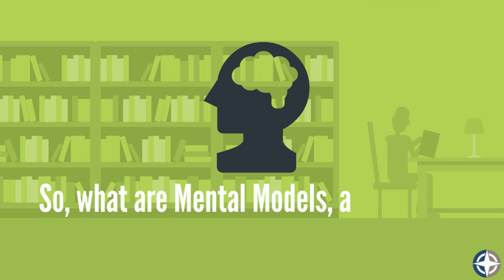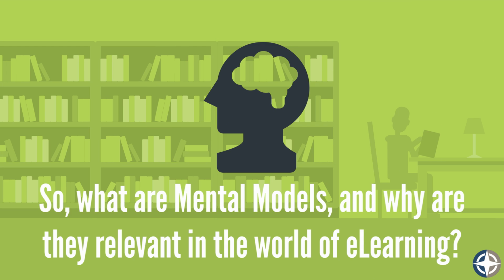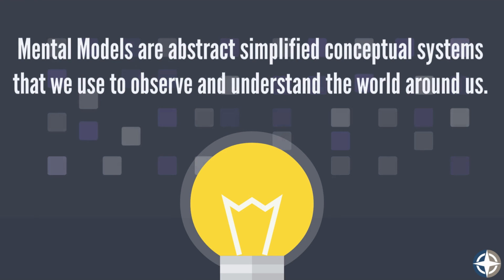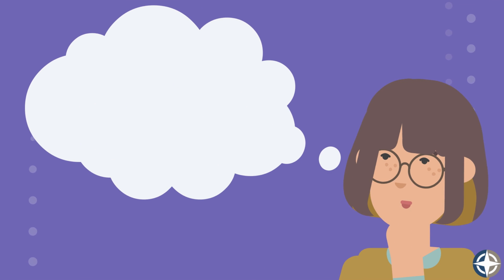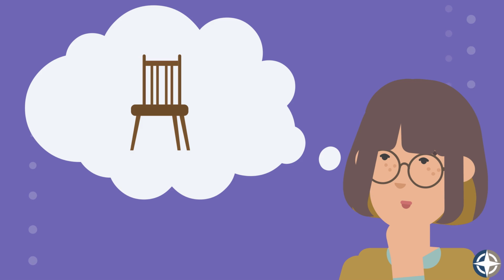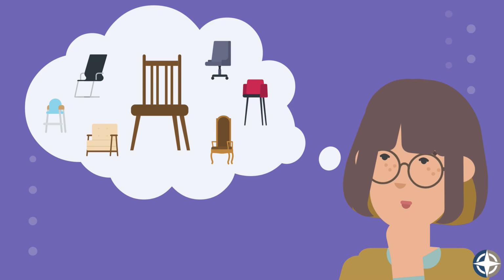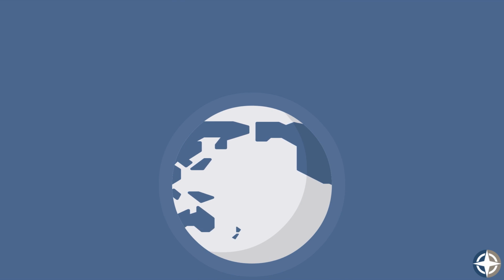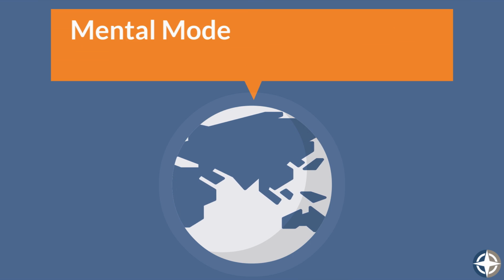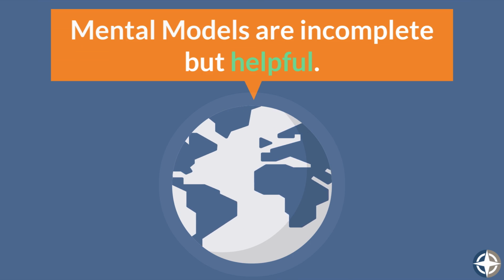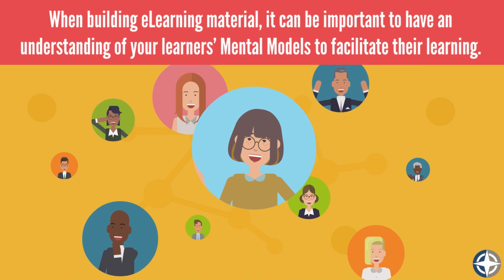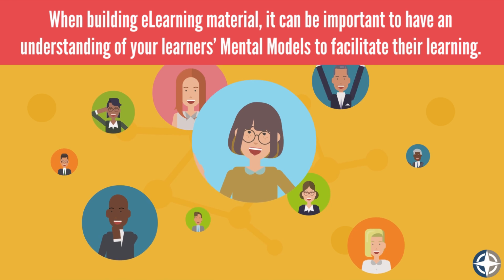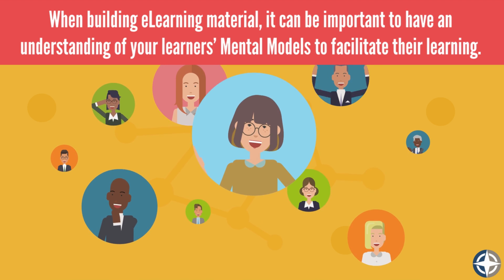So, what are mental models and why are they relevant in the world of e-learning? Mental models are abstract, simplified conceptual systems that we use to observe and understand the world around us. For example, once someone has the concept of a chair set up as a mental model, one should be able to easily identify other chairs. But many things in the world are not quite so simple, and so we should understand our mental models as being incomplete but helpful. When building e-learning material, it can be important to have an understanding of your learners' mental models to facilitate their learning.